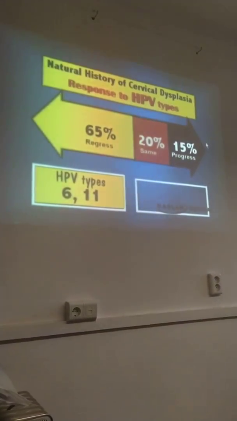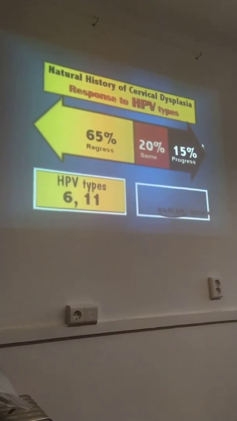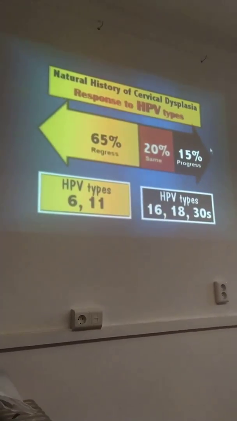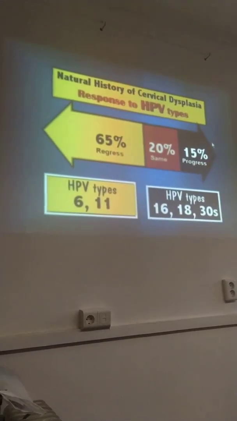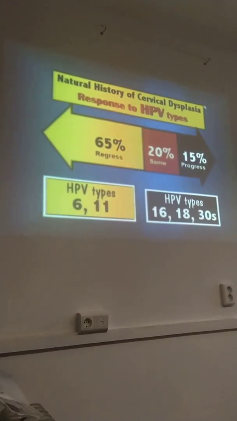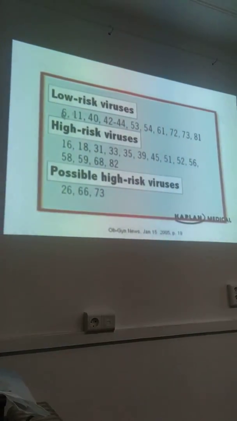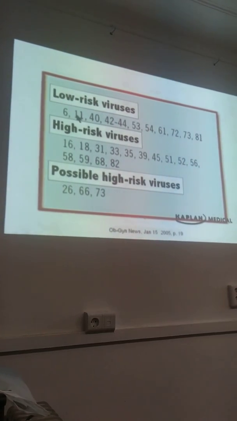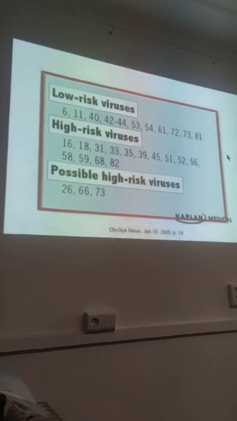The HPV DNA types 6 and 11 are typically benign and have no malignant potential. Those that are 16, 18, 31, 33 are the HPV types which are more worrisome and which could progress on to cervical cancer. So the low-risk types are 6 and 11; 16, 18, and the 30s are the high-risk ones.